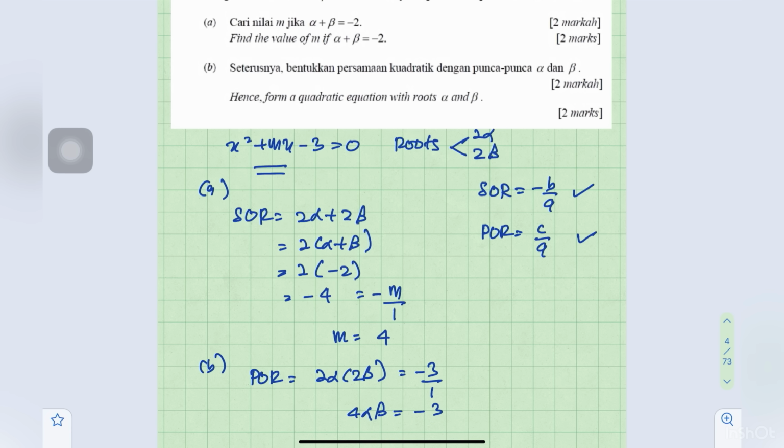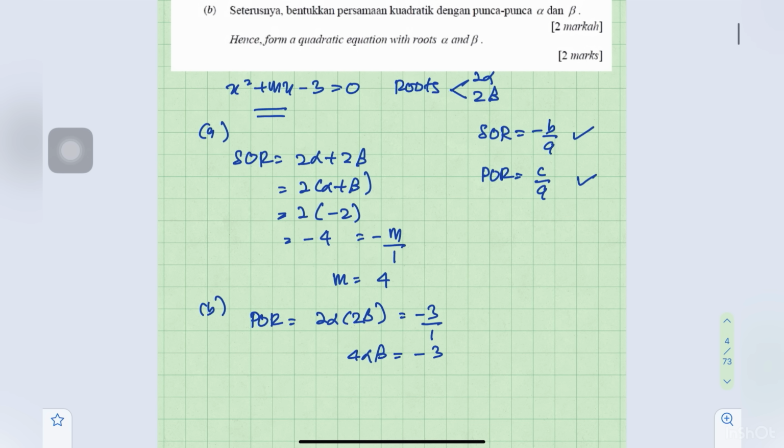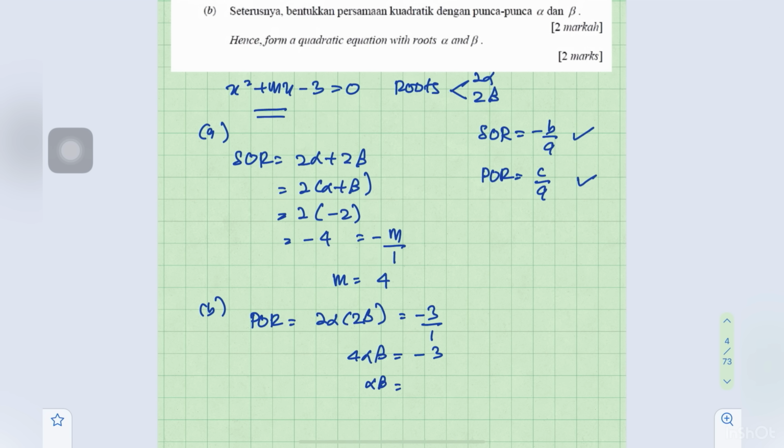Okay, so then alpha beta equals negative 3 over 4. Okay, so then we have to form the new equation whose roots are alpha and beta.